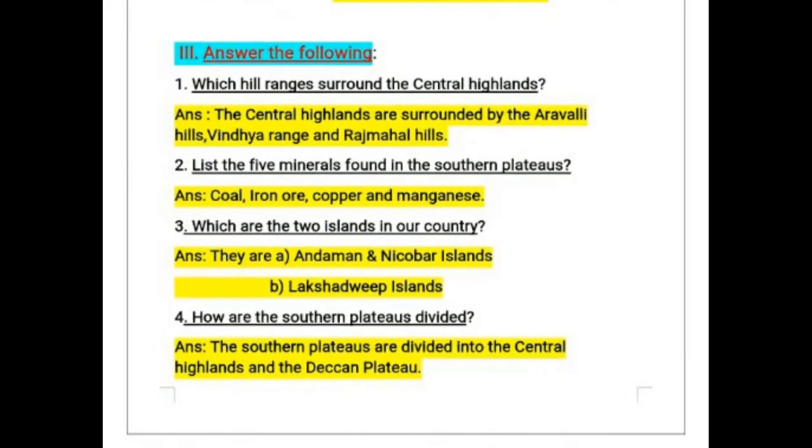So, children, now let's discuss some question answers. So, which hill ranges surround the Central Highlands? So, the Central Highlands is surrounded by the Aravalli Hills, the Vindhya Range, and the Rajmahal Hills. Second one, list the minerals found in the southern plateaus. So, they are coal, iron ore, copper, and manganese. Next question, which are the two island groups in our country? They are the Andaman and Nicobar Islands and the Lakshadweep Islands. And the last question, how are the southern plateaus divided? So they are divided into the Central Highlands and the Deccan Plateau.